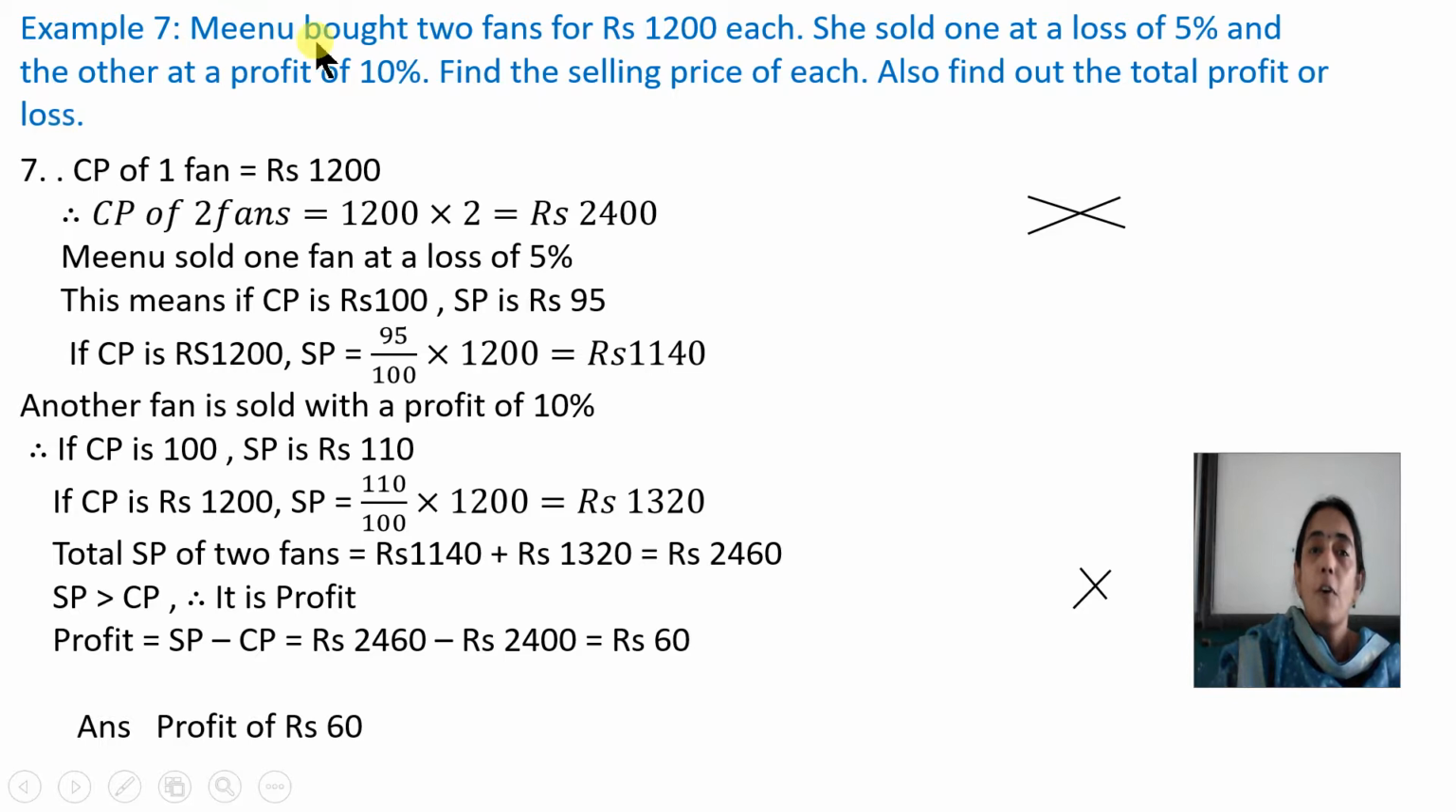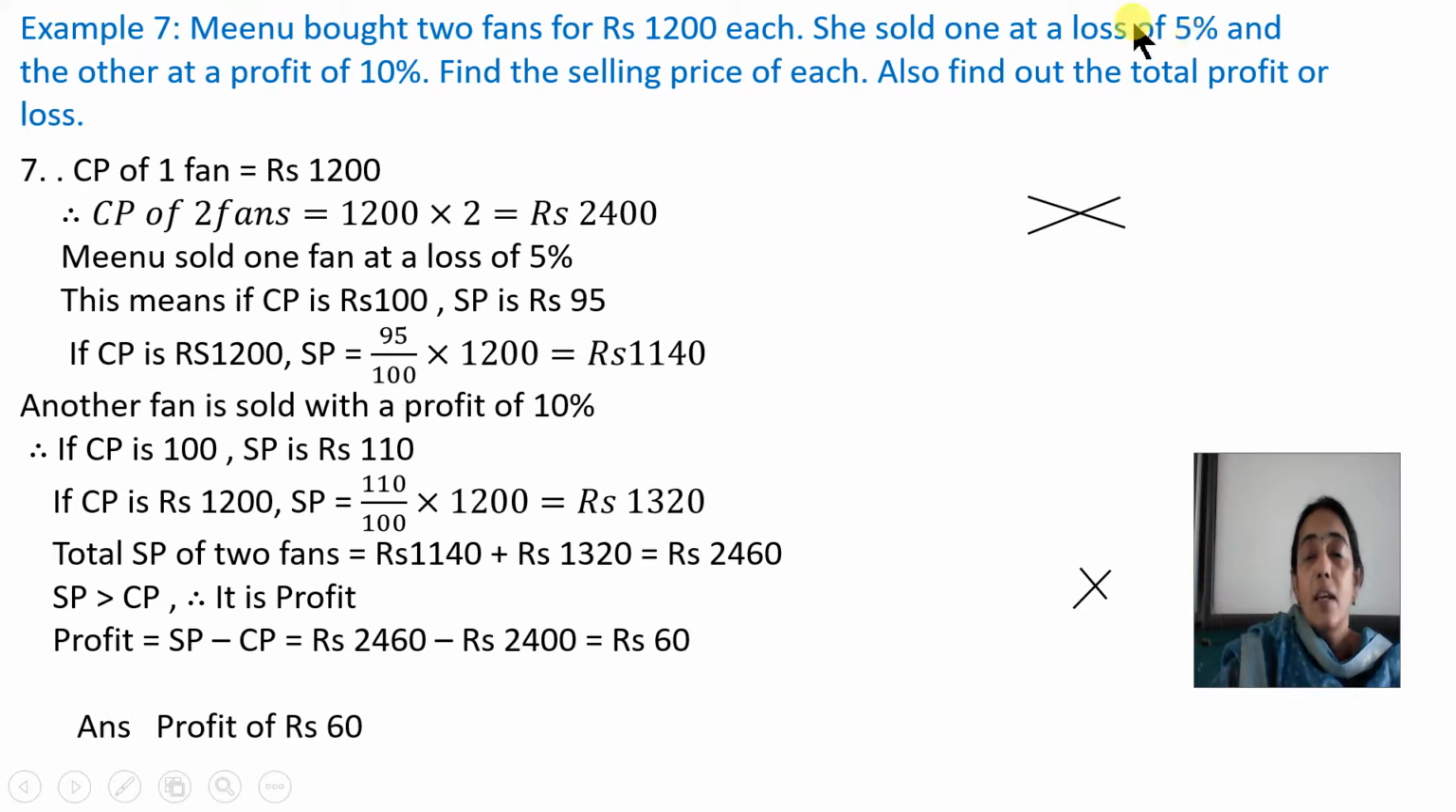So first of all, we know the cost price of each fan. So first we will take one fan only. So cost price of one fan is rupees 1200. So therefore cost price of two fans is 1200 into 2, which is equal to rupees 2400. Now she is selling one at a loss of 5%.